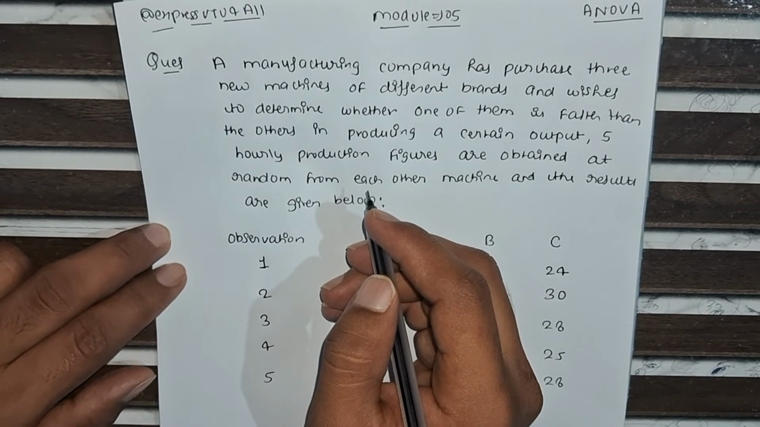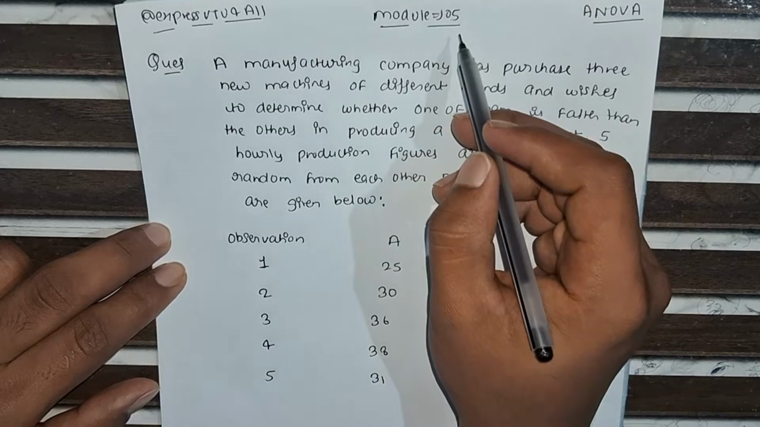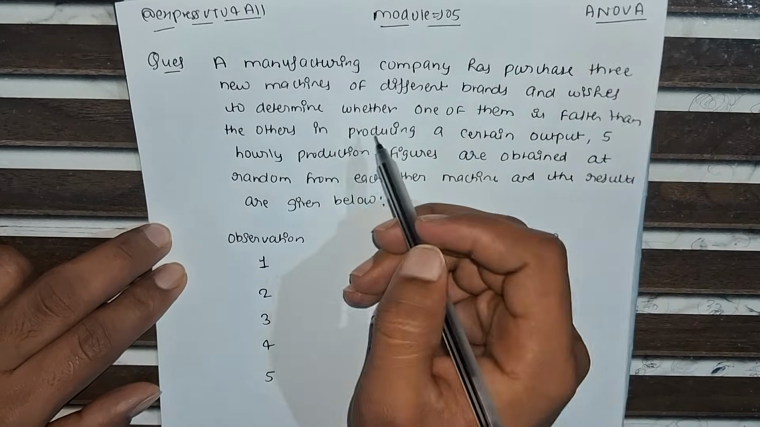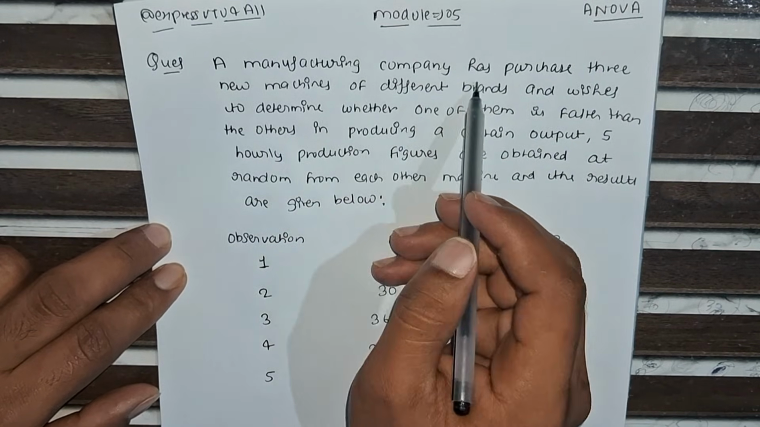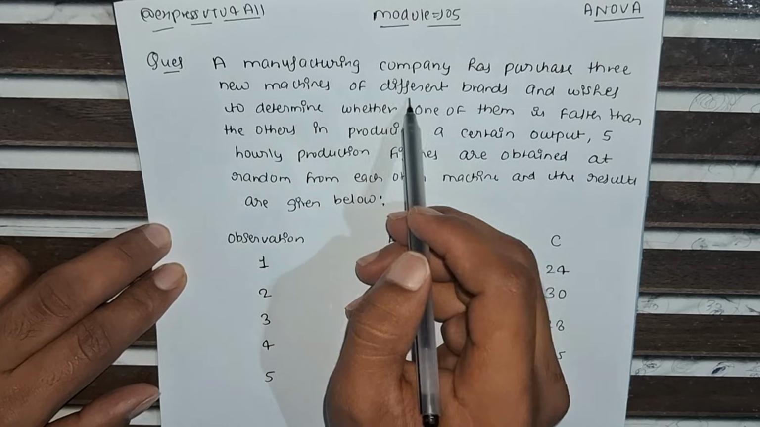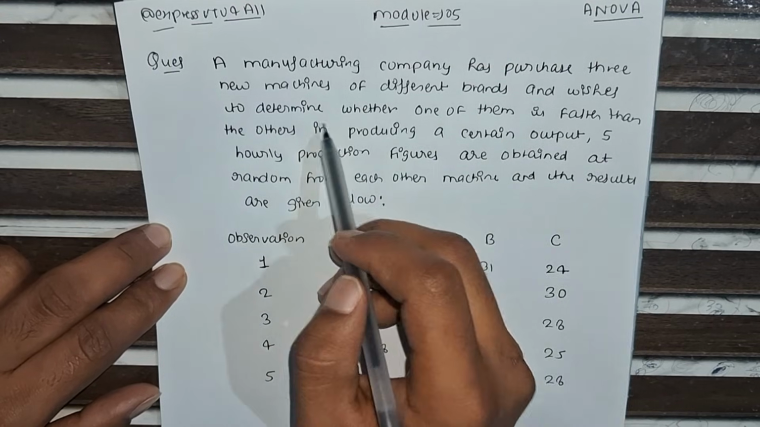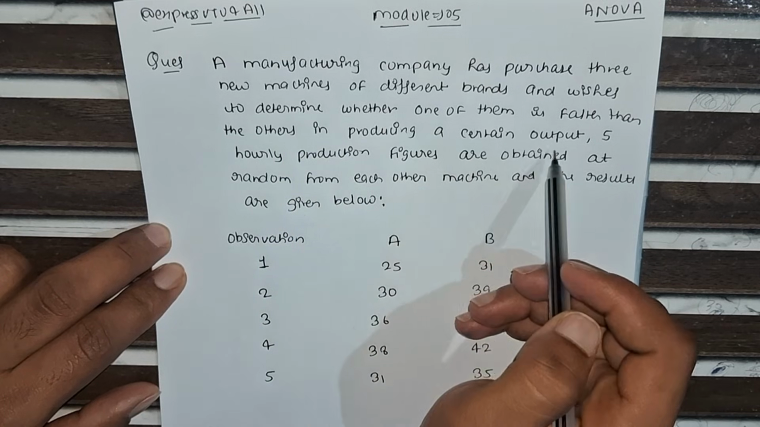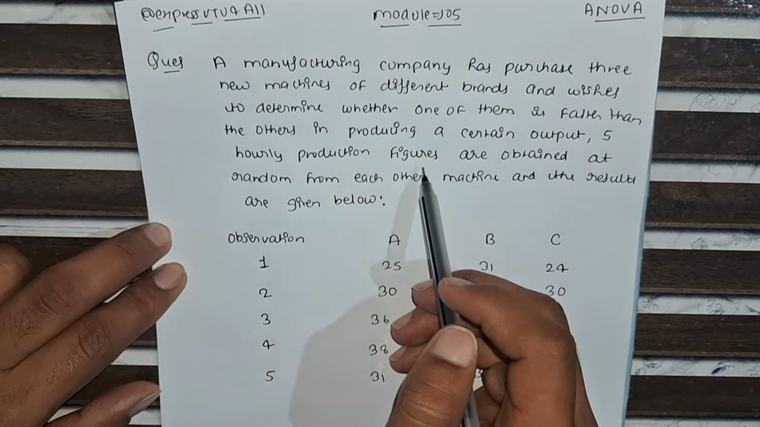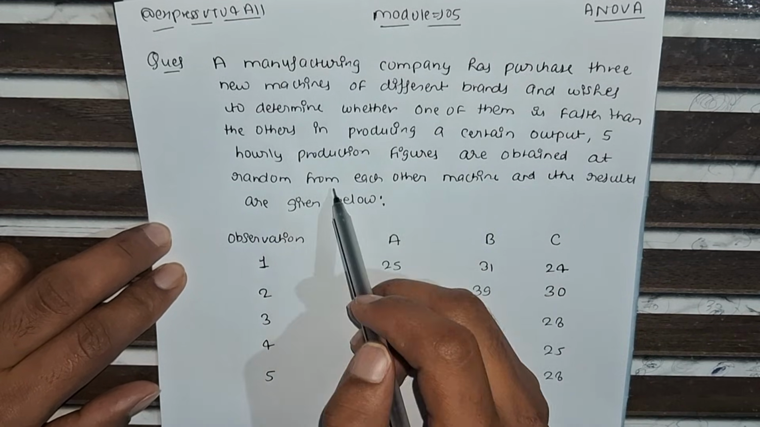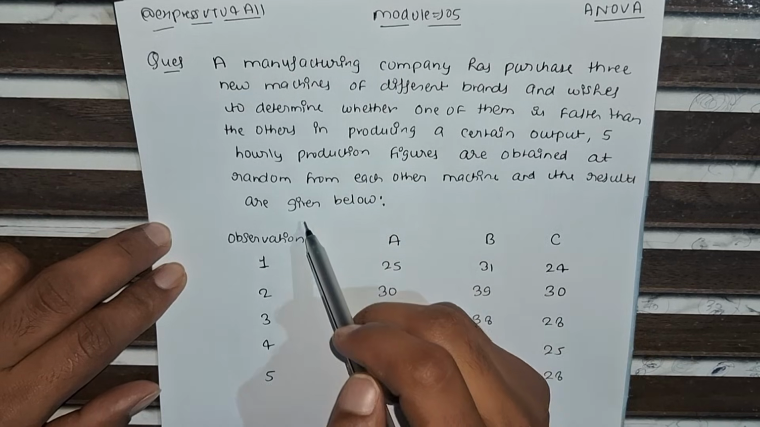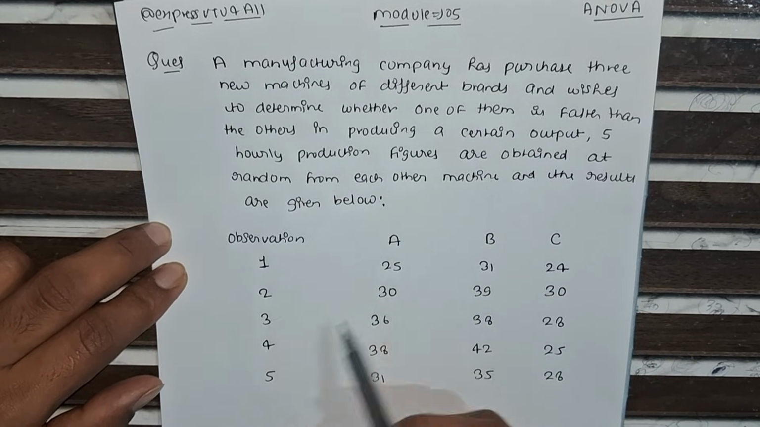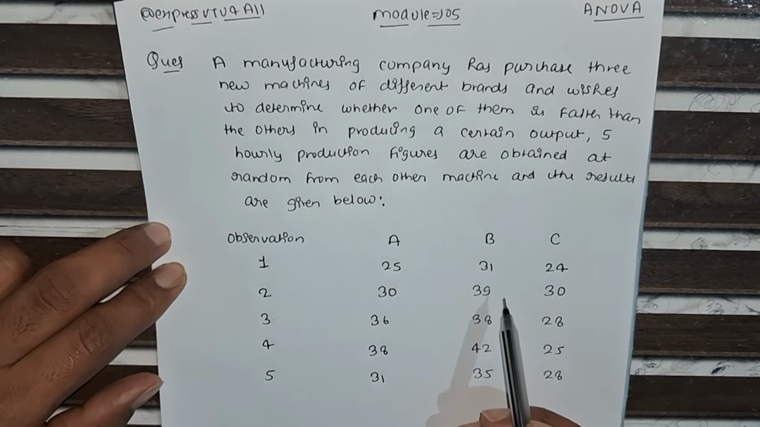In this video, we are going to solve a very important problem from module 5 which is based on ANOVA. So the question is, a manufacturing company has purchased 3 new machines of different brands and wishes to determine whether one of them is faster than other in producing a certain output. 5 production figures are obtained at random from each machine and the results are given below. So these are the observations and A, B, C, 3 machines are there.